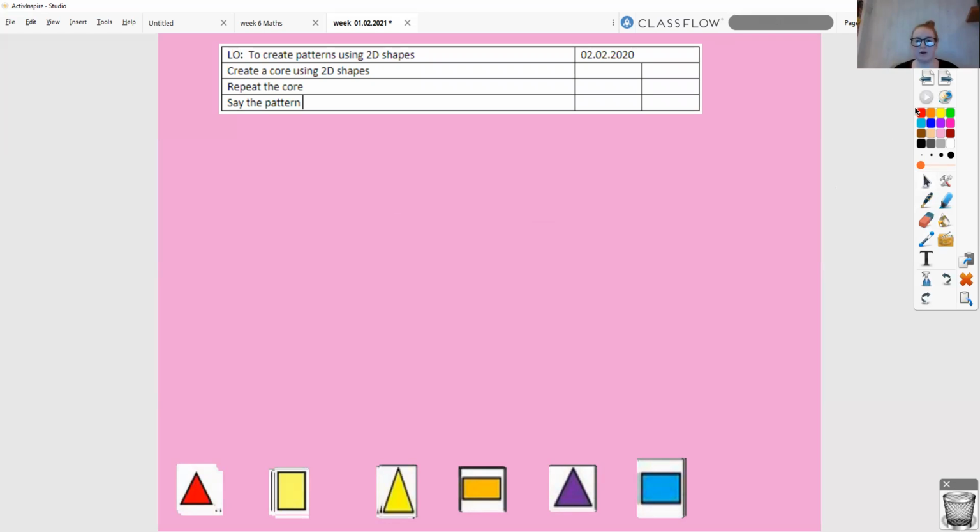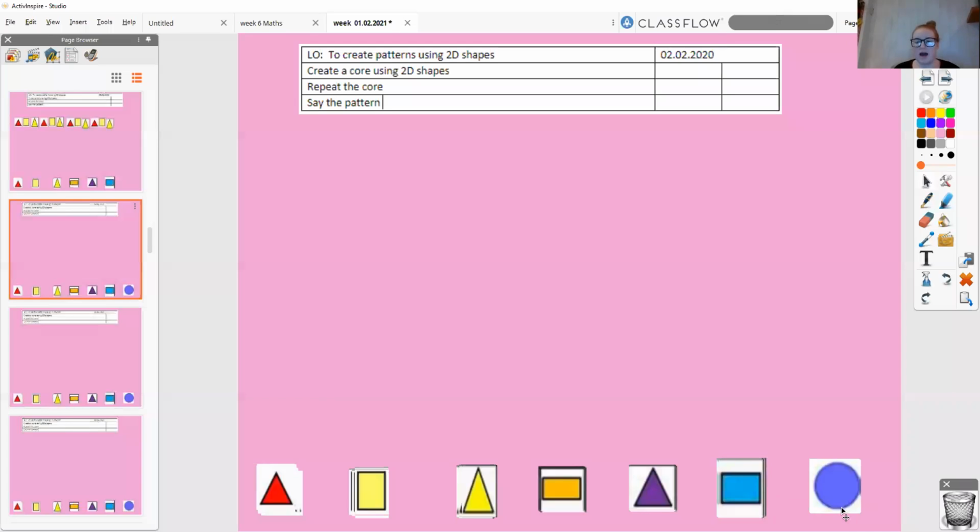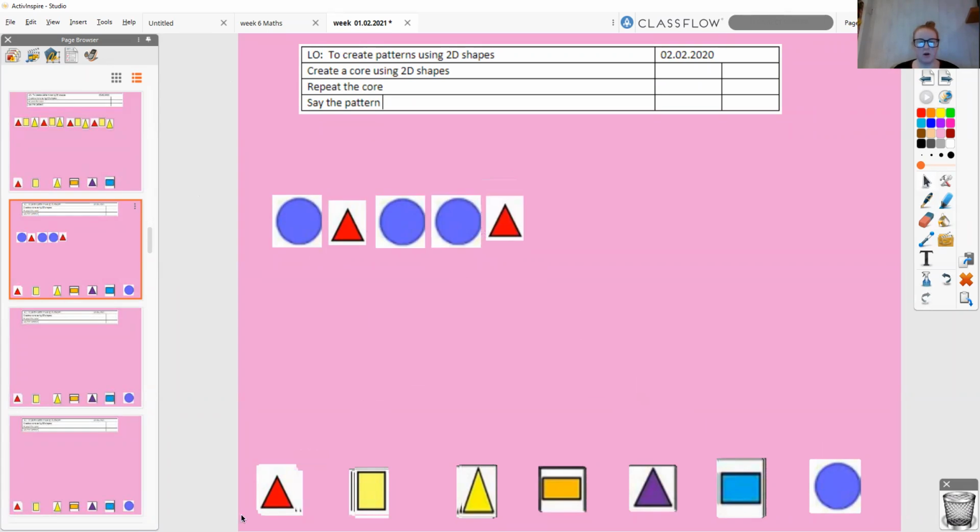So this time I'm going to use a blue circle, red triangle, blue circle. So this is the core of my pattern. So the core of your pattern is the section that I will always repeat to create your pattern. So blue circle, red triangle, blue circle. So to repeat that, I'm going to go blue circle, red triangle, blue circle, and then again, to repeat my core is blue circle, red triangle, blue circle.